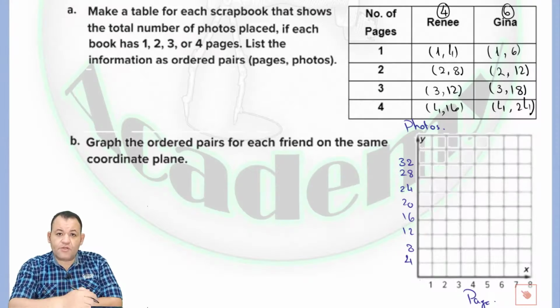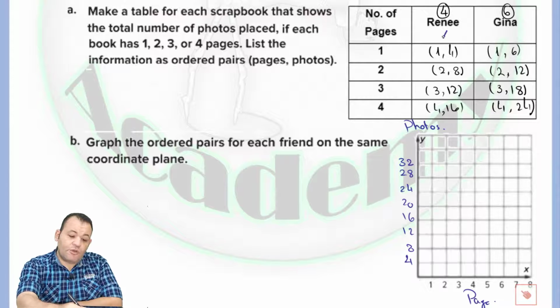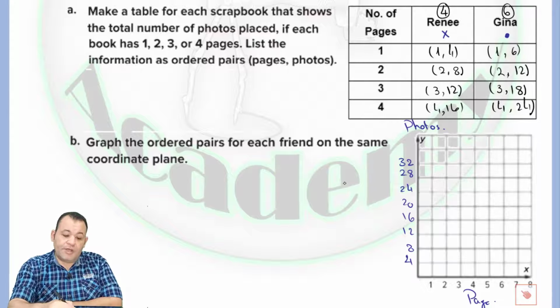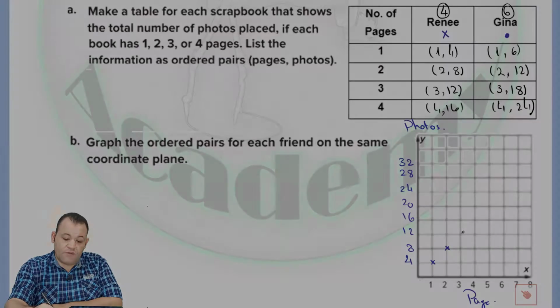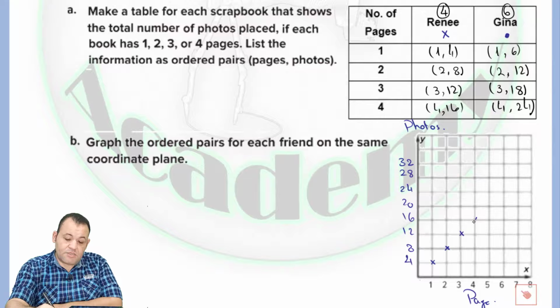Because we have 2 different sets of numbers, we can represent Rina by using x and Gina by using a dot. For Rina, the first ordered pair that we have is 1 and 4. It means for each 1 page, we have 4 photos. For 2 pages, we have 8. For 3, we have 12. And for 4 pages, we have 16.